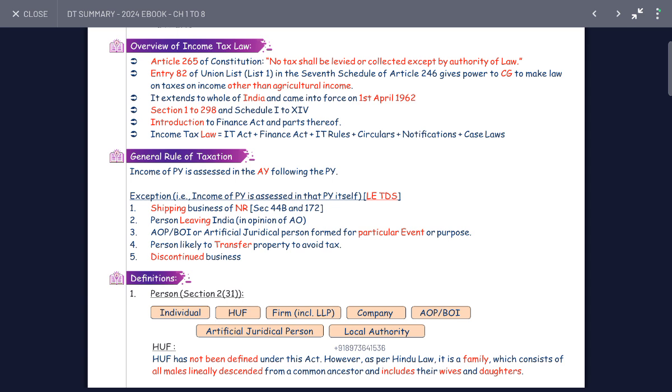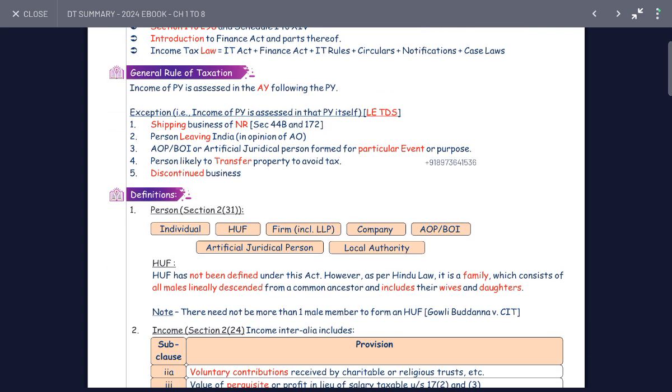Introducing the Finance Act, a part of it. Therefore, income tax law is equal to the Income Tax Act, Finance Act, IT rules, circulars, notifications, and case laws. General law rule of taxation.